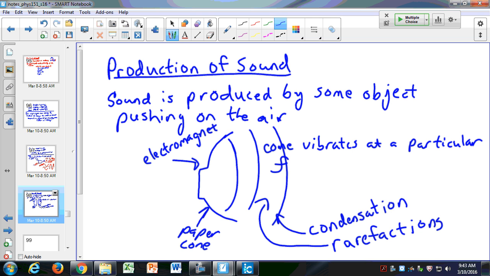It actually turns out the detection of sound is very similar. It's just the reverse of that, but we'll get into that in just a second. You can have simple sounds, which aren't very common, but I'll show you one. And then you can also have more complex sounds. And that goes back to our interference.